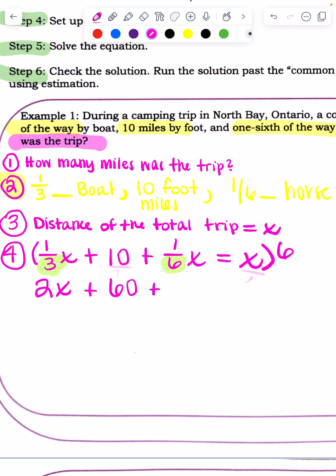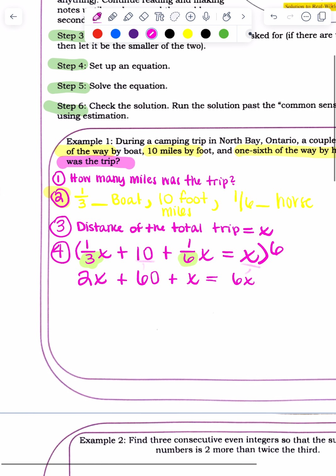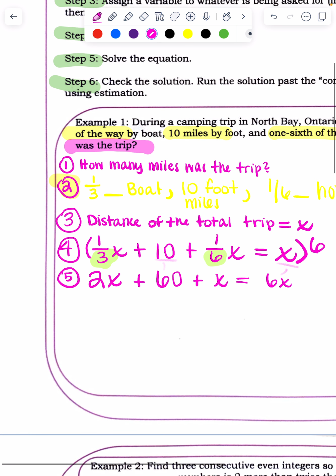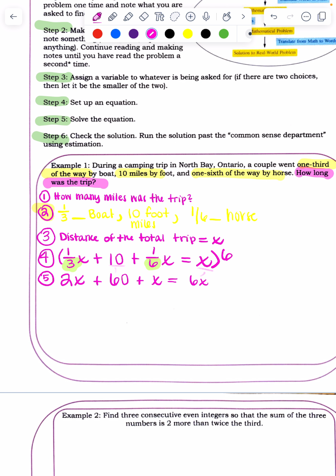So that's just a singular x, and then I'm left with 6x. And that is actually step 5. So now that we have started to solve, we'll finish solving. Step 5 is completely solving, but we've gotten halfway.